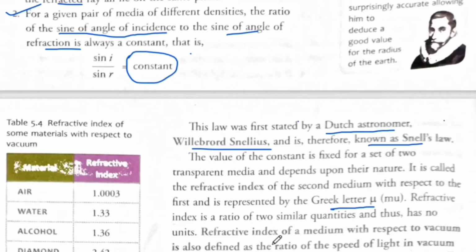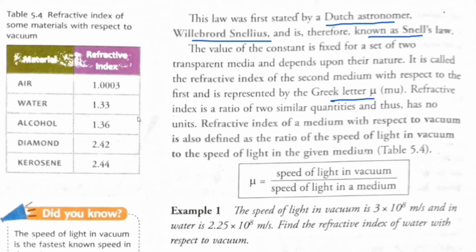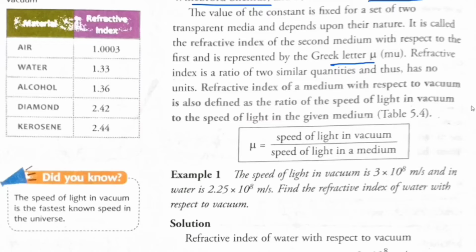And this refractive index, students, not only gives us the ratio of sin i and sin r, but it also gives us the ratio of the speed of light in vacuum to the speed of light in the given medium.